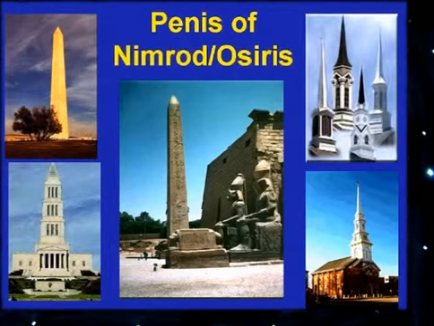And the obsession with the obelisks all over the place is the penis of Osiris, the penis of Nimrod, the bloodline symbolically. And these symbols are not just there because it's funny, they don't understand. Symbols represent what they symbolize energetically and vibrationally.